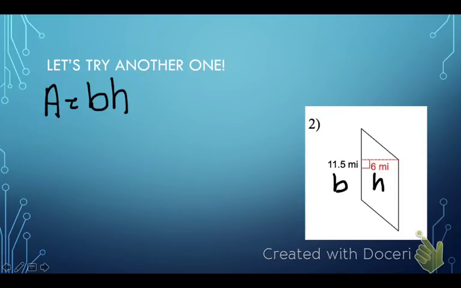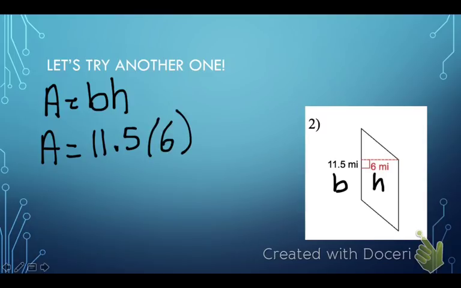Now we need to substitute in 11.5 for the base. So A equals 11.5, and then in parentheses, height is 6. That just shows multiplication. That's how I would like you to do it every time. So 11.5 times 6 is A equals 69 miles, mi, squared. Again, don't forget the squared.